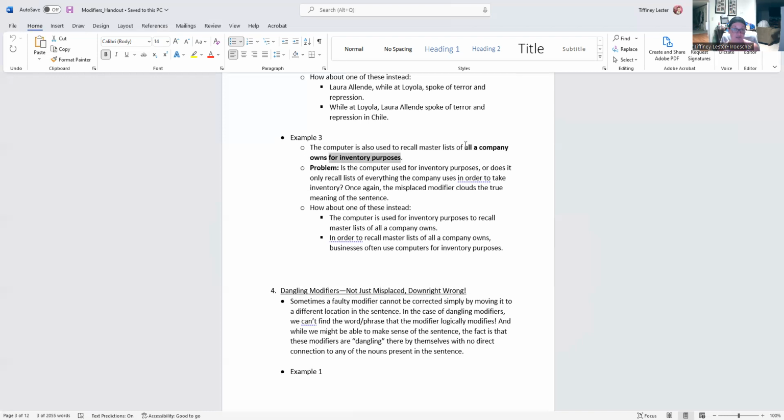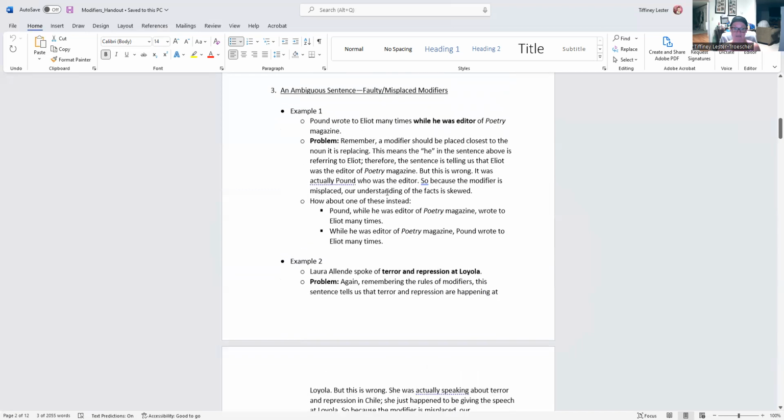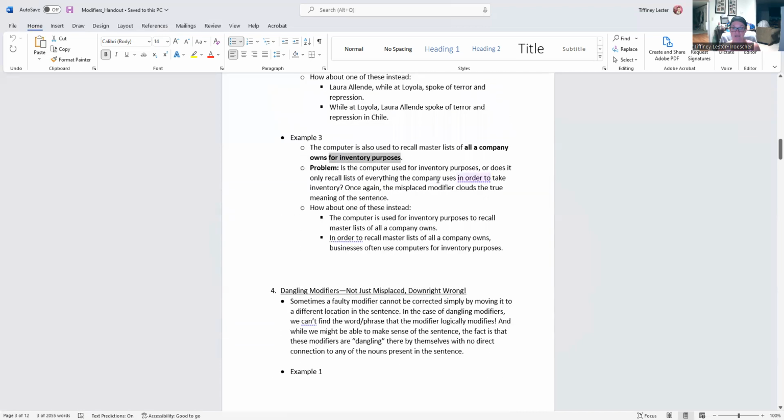You want to make sure that you're putting the modifier in the correct place in the sentence so that the reader obtains the correct information. Again, all three of those examples, right? Ezra Pound in the magazine, Laura Linde and the talk of terror, and the computer and list of items. All three of those are examples of misplaced modifiers. Misplaced. So again, they're simply in the wrong place.